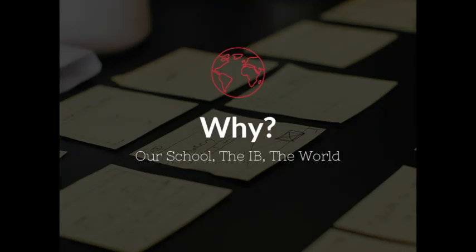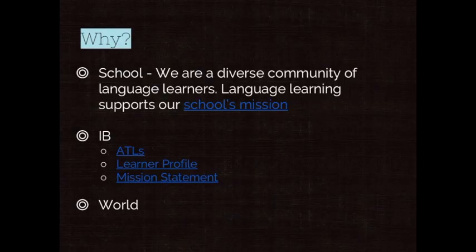So why, in the context of our school, the IB and the world? At AIS, our students speak a huge variety of languages, from Dutch to Italian to French to German to Spanish. Many of our students speak a different language at home than English, and so we need to support those students to develop their English fully. If you look at our school's mission statement, we want to develop every child fully. We want our students to be multilingual, and we want them to be successful in a global community.